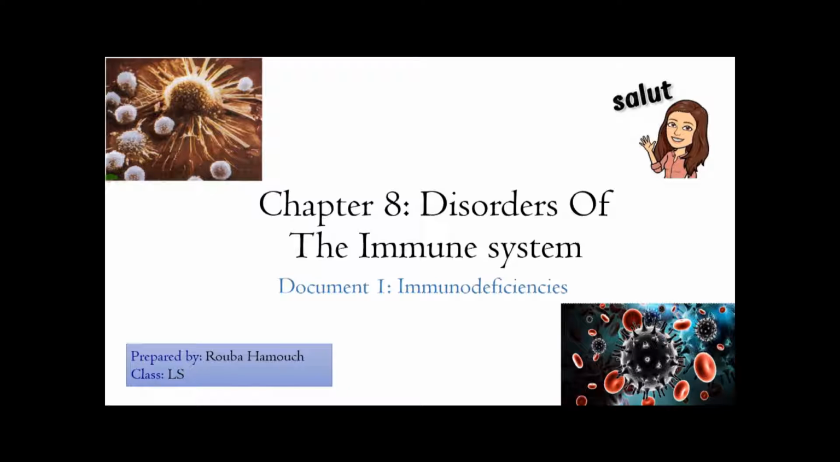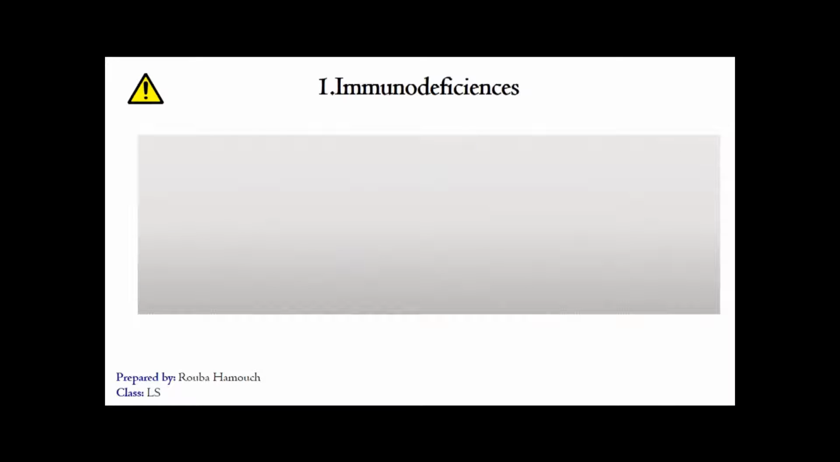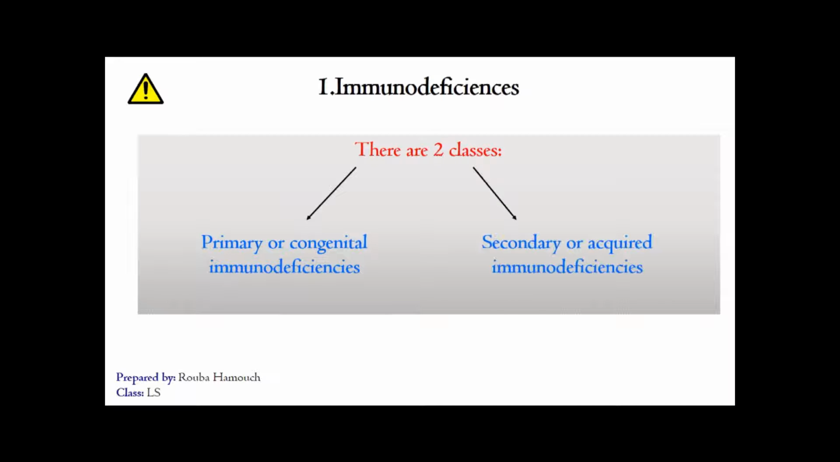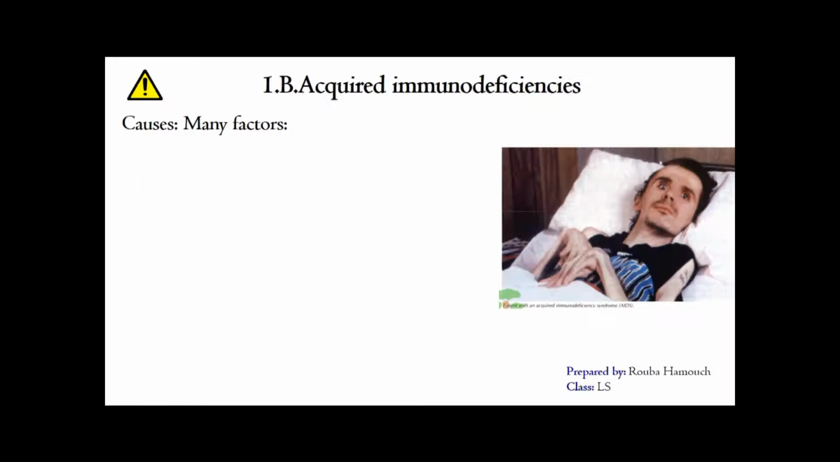Hello again. We continue in our document 1, immunodeficiency, and we arrive to the second class of immunodeficiencies, which is the secondary or acquired immunodeficiencies. What are the causes of the acquired immunodeficiencies? There are many factors that may contribute to acquired immunodeficiencies. We list malnutrition, having a bad lifestyle or bad diet.